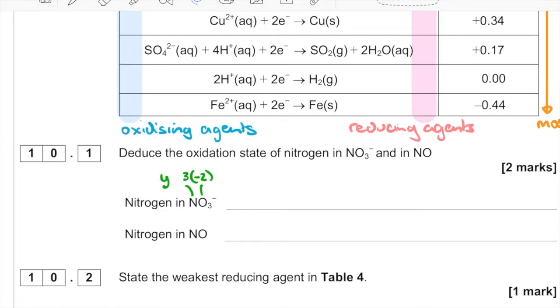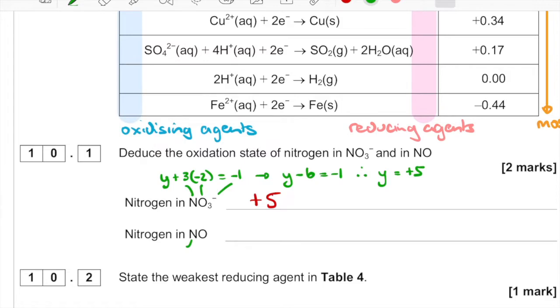So we've got Y, which we don't know. We've got 3 times -2, which is obviously -6, and then what it equals is whatever the charge is, which in this case is -1. So we're saying that Y - 6 equals -1. Therefore, we add 6 to both sides, and Y must equal +5. So in the nitrate, we have an oxidation state of +5.